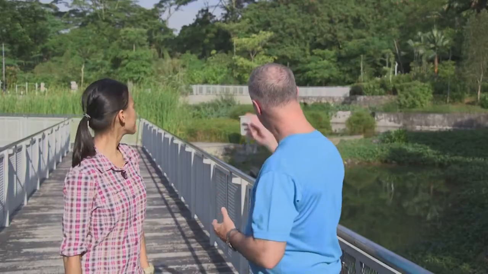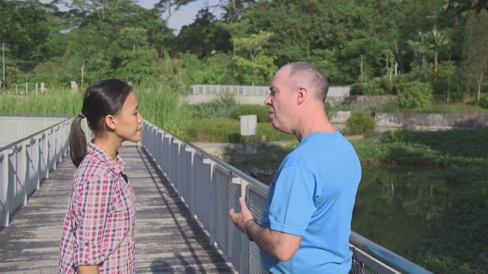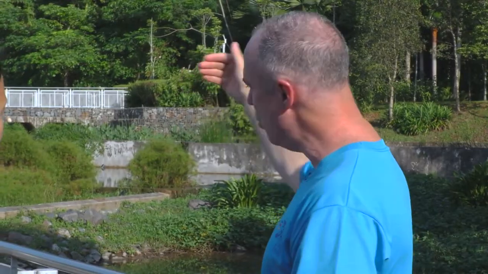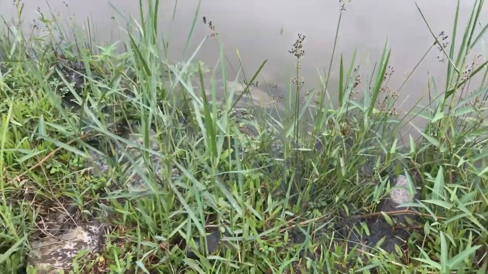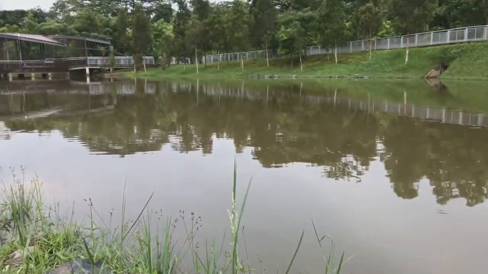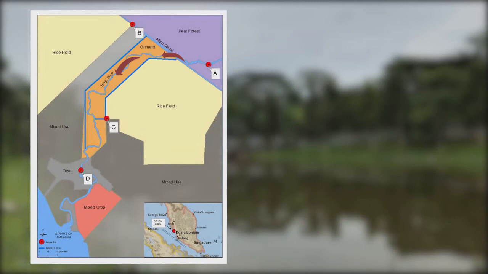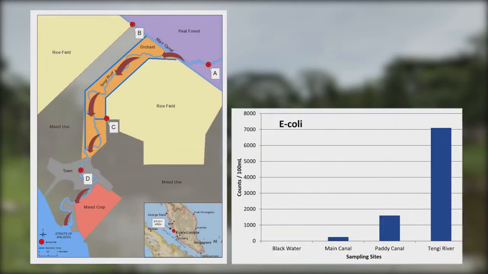In the example here at the biotope, we might want to sample upstream of the biotope and downstream of the biotope to determine whether the biotope is having a positive impact on water quality. Or we might want to see if different land uses affect water quality. As we see in these graphs, for example, as we move downstream from peat forest to agriculture to urban land use, the E. coli levels increase.